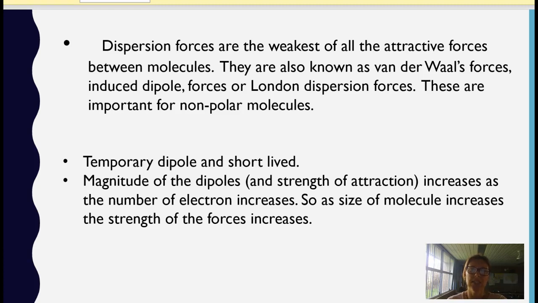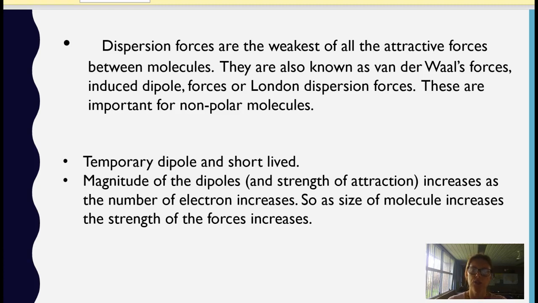So these forces are relatively weak, and these forces arise from that electrostatic attraction between the positive charges and the negative charges between the molecules, and again, instantaneously forming and instantaneously breaking.